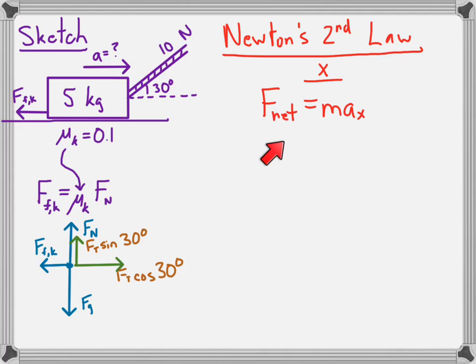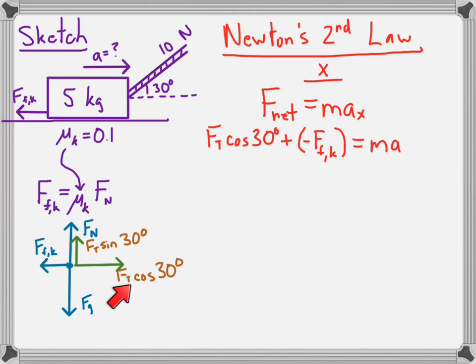Anyway, let's write F net equals ma, and let's consider just the forces acting in the x direction. So I have the x component of the tension force, and pointing in the opposite direction I have friction force. So those two added together make F net, and Newton's second law says that equals mass times acceleration.